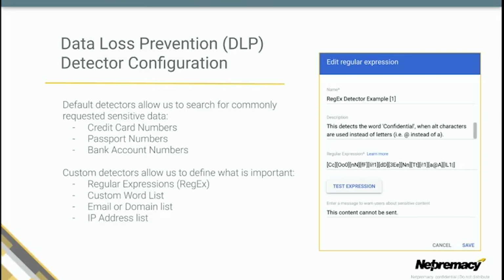So default detectors allow us to search for commonly requested sensitive data, things like credit card numbers, passport numbers, bank account numbers. There's a ton of regex built in the backend that we can use. No real additional configuration is required for those. But if you do have your own custom requirements, you can create regex expressions, you can create custom word lists, email and domain lists, and also IP address lists to tell Google what is important to you. And then we can start taking actions based on what happens when that data has been found.